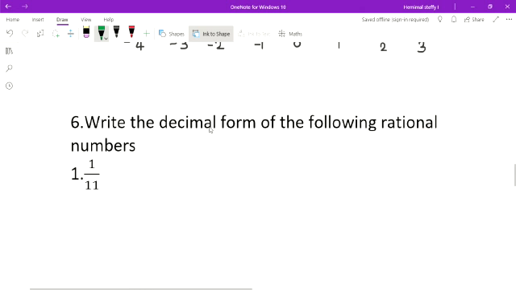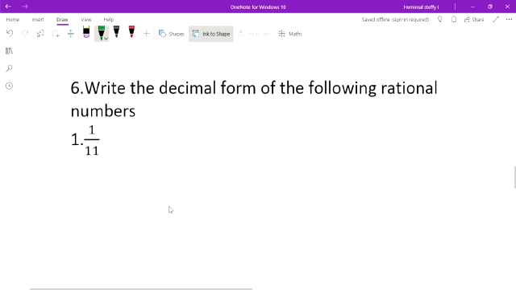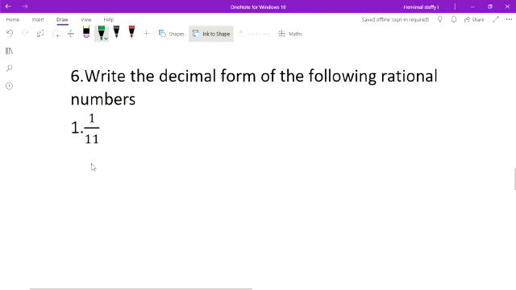Write the decimal form of the following rational numbers. They are given the rational numbers. We are going to see the decimal form. How do you find that? Using the division form. Use it and find the decimal numbers. So, okay, take divide.